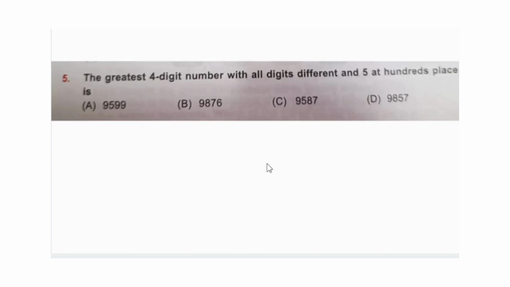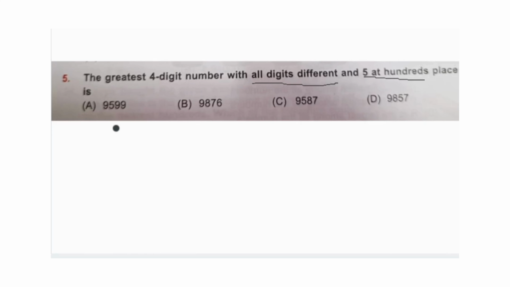Look at question number 5 of number sense. The question is: the greatest 4-digit number with all digits different and 5 at the hundreds place. So here, if you see the question, there are two conditions. First, all digits have to be different, and 5 should be in the hundreds place.